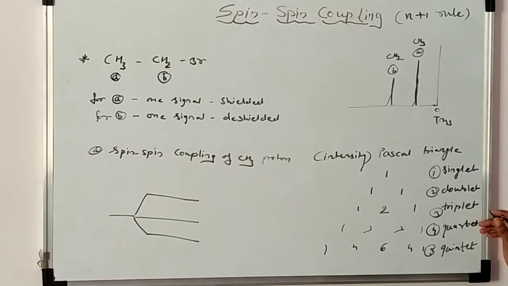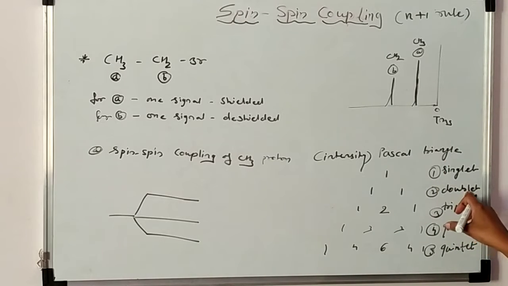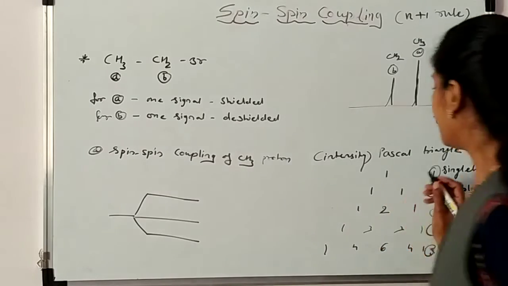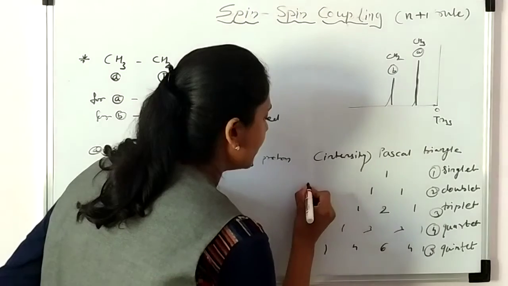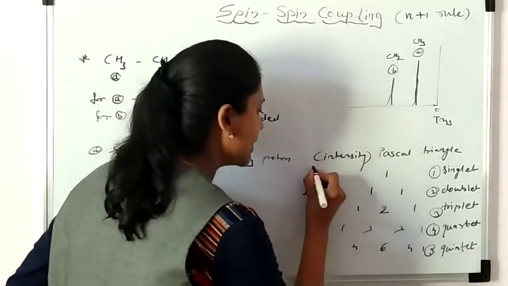But more than a quartet we consider as a multiplet. We can write it as multiplet. There is no need of writing quintet, sextet or heptet. This is the intensity triangle. When we draw the singlet, there is one signal only, and there is no problem. But when we draw the doublet, it is in the form of a 1:1 proportion. That means when we draw the doublet, we get the doublet like this, 1:1. Singlet, there is no problem.